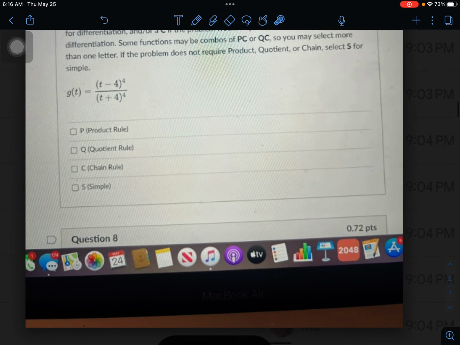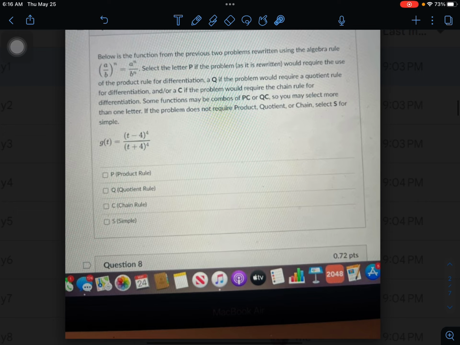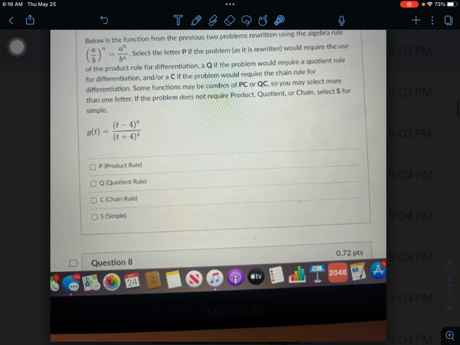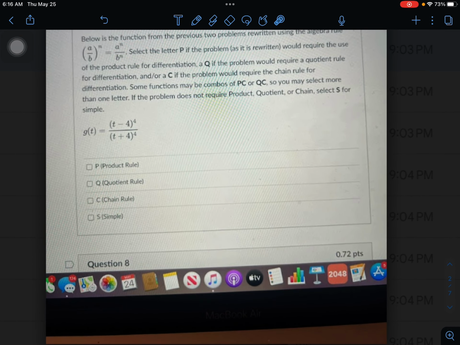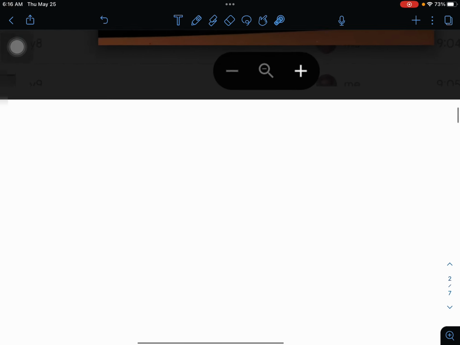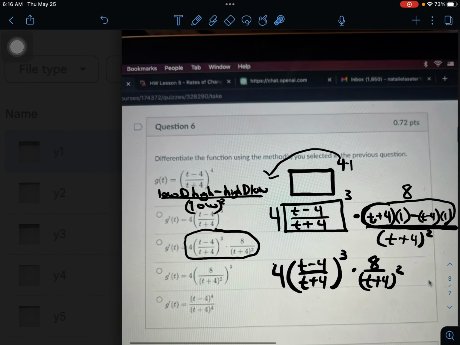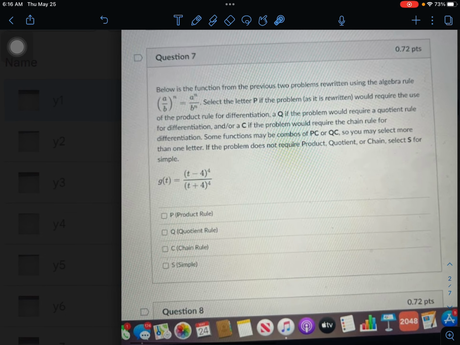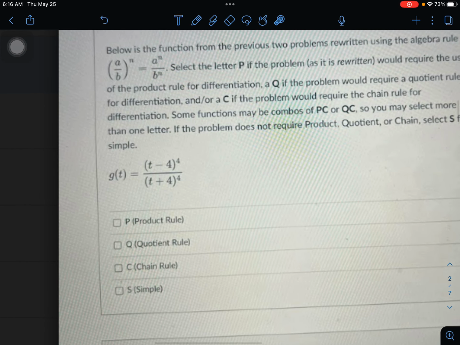Let's go to our next one. Where is it at? Here it is. Well, that looks familiar. Oh, this one's a little different. Yeah, that's different because here you have the top is brought to the fourth power and the bottom is brought to the fourth power. The last one, it was just everything's brought to the fourth power. So that's how it's different.